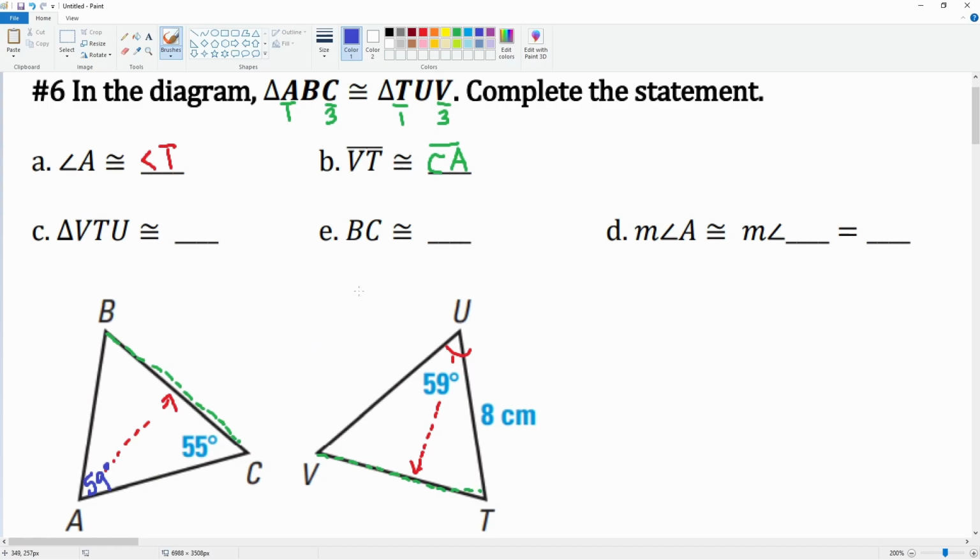Oh yeah, right there. BC. Do I have BC? No. CA. Oh, sorry. Did I mess up? CA. I marked the wrong one. Sorry. This is CA. That's CA. And then we can just trace this one back.